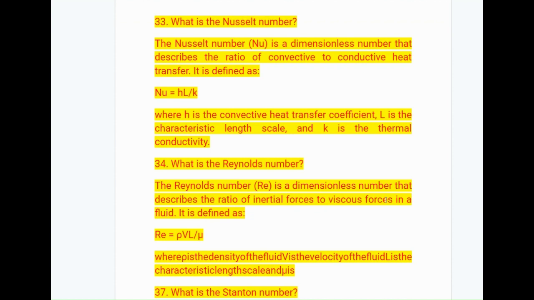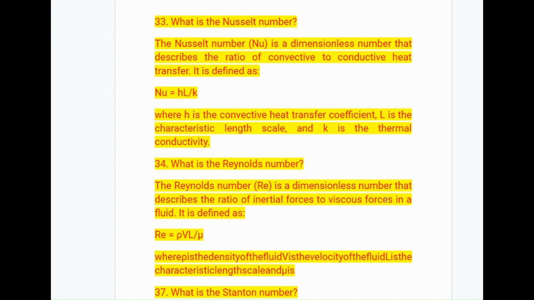33. What is the Nusselt number? The Nusselt number, Nu, is a dimensionless number that describes the ratio of convective to conductive heat transfer. It is defined as Nu = hL/k, where h is the convective heat transfer coefficient, L is the characteristic length scale, and k is the thermal conductivity.